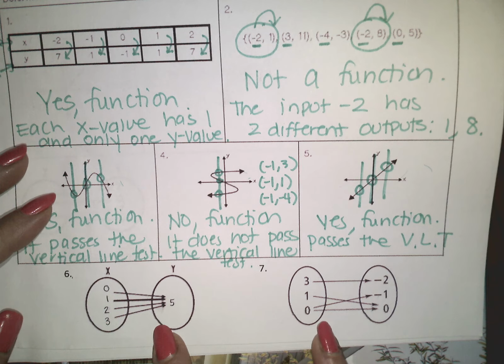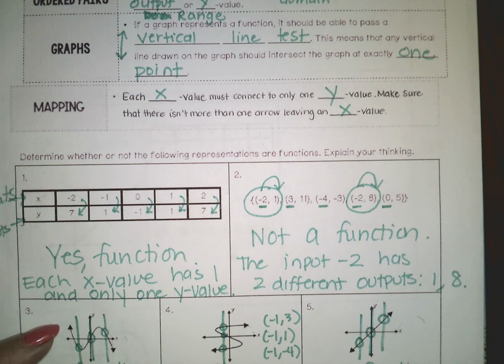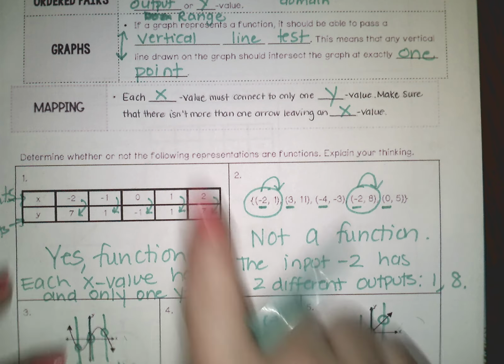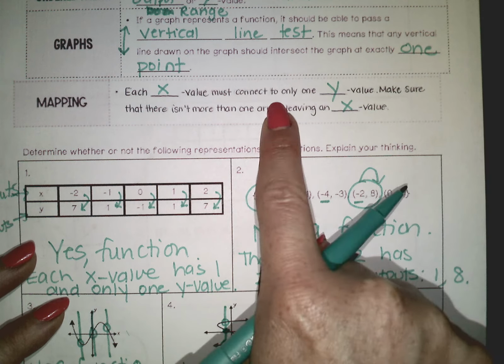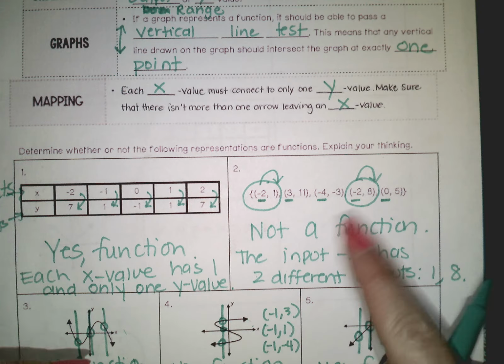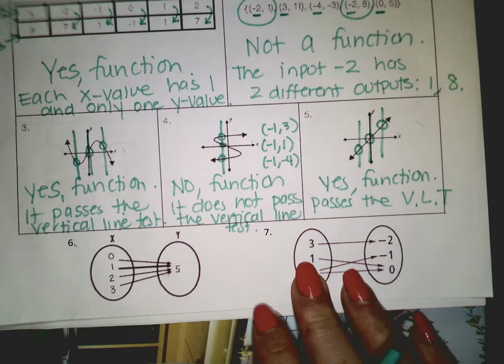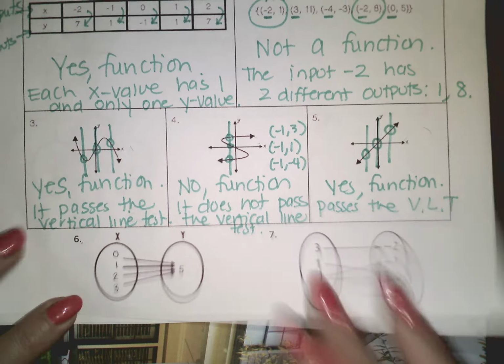Okay, last two examples here on number 6 and number 7. These are called mapping diagrams. Remember, mapping is the same concept. You can write them as ordered pairs. A lot of kids prefer to at the beginning until they get the hang of it. Each x value must connect to only one y value, just like your ordered pairs up here, just as if you produced it into a table. This is the same concept, it's just a different visual.